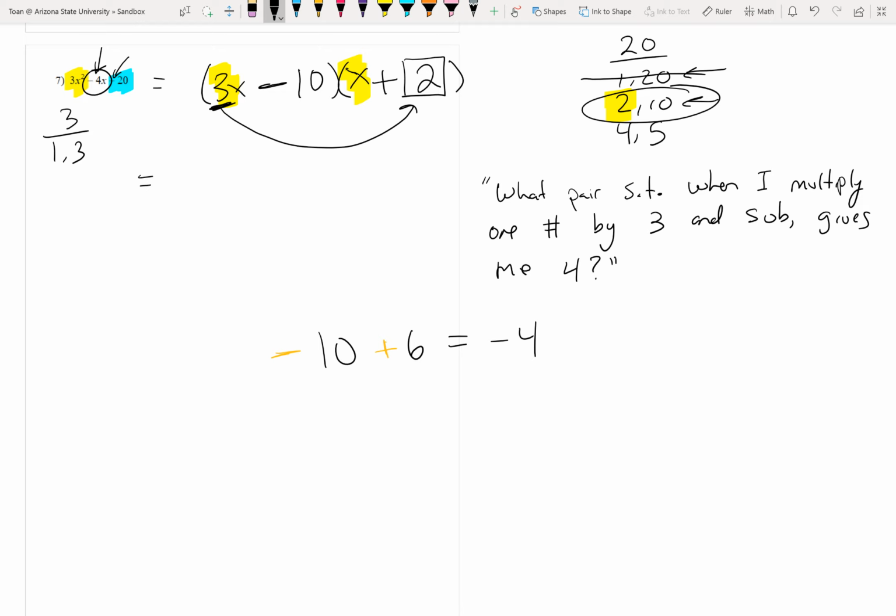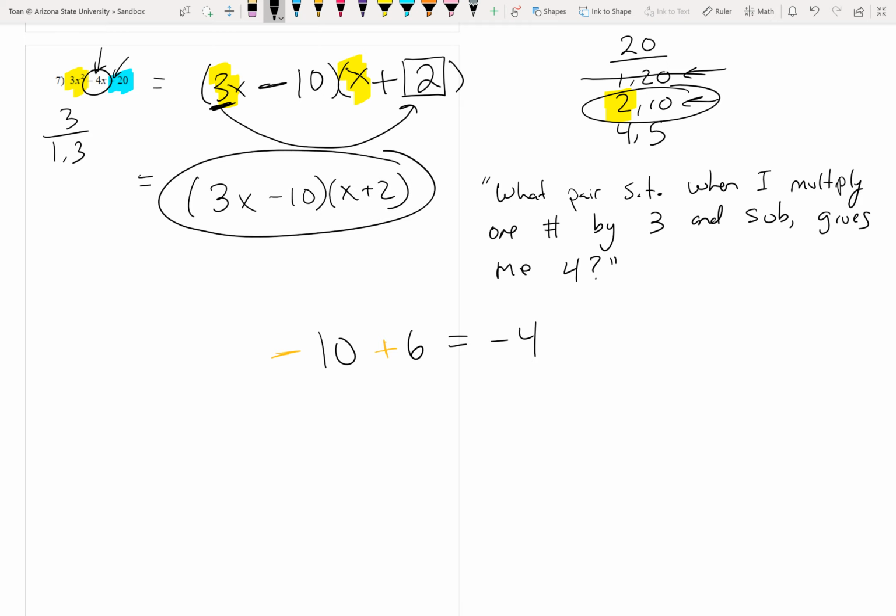Let me go ahead and rewrite it all cleaned up nicely. This number 7 should factorize into 3x minus 10 and x plus 2. Right? So there really is no way around it. You just have to get better at it by doing a lot of thinking, a lot of practicing.